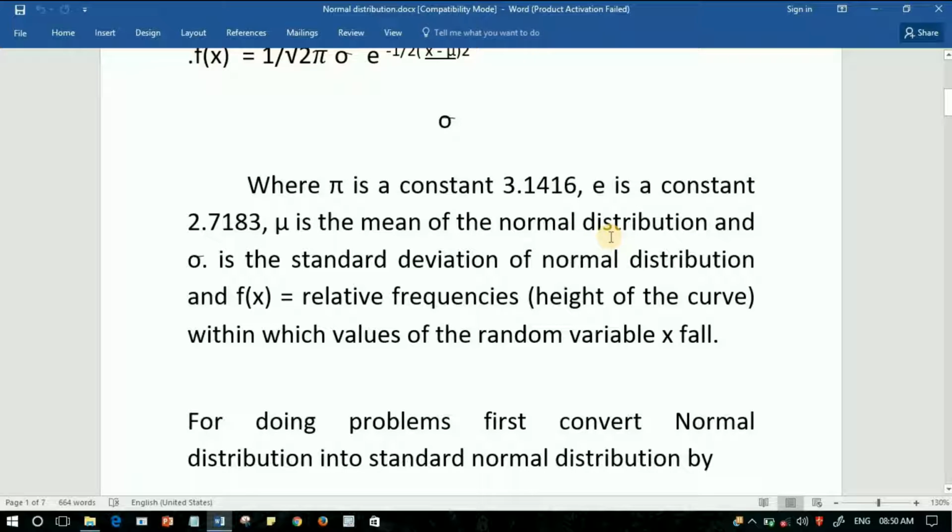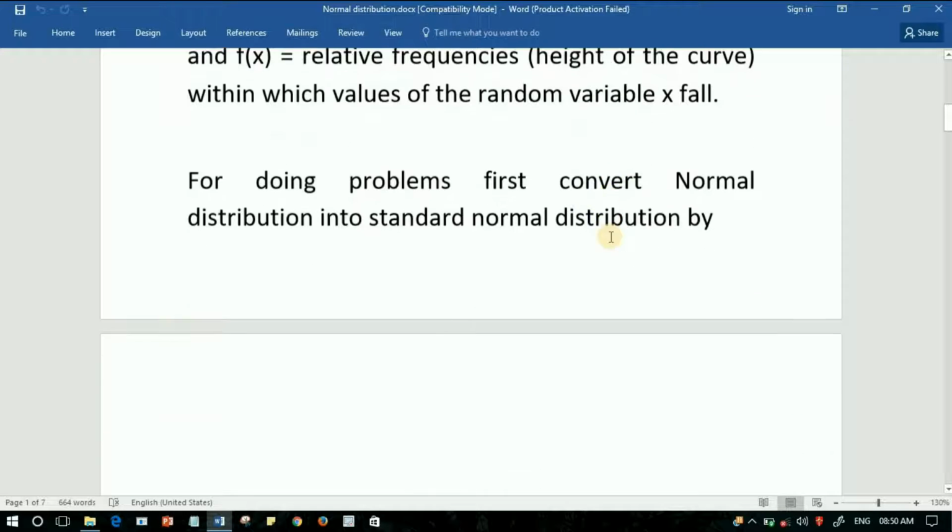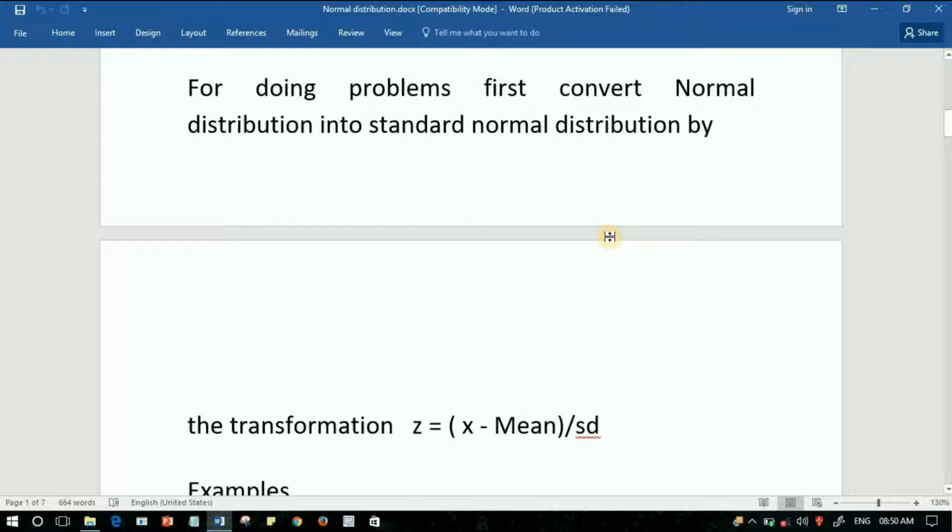For doing problems, first convert normal distribution into standard normal distribution by the substitution or the transformation z is equal to (x minus mean) divided by standard deviation, or z is equal to (x minus mu) by sigma. The mean of the standard normal distribution is 0 and standard deviation is equal to 1.